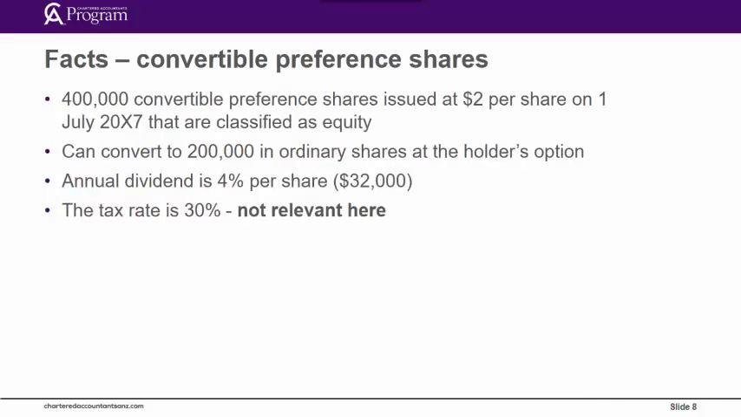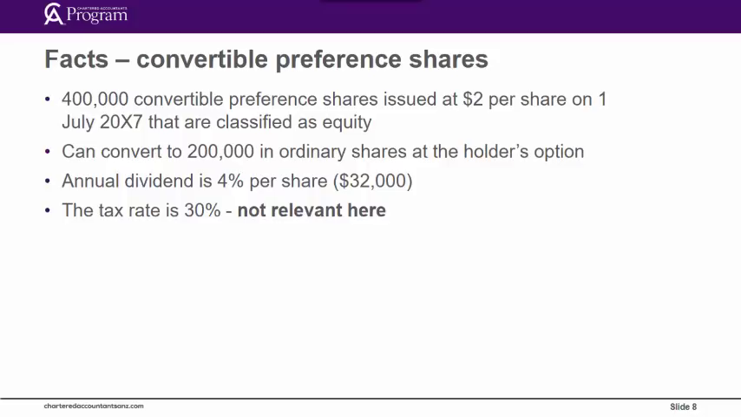Let's now look at these convertible preference shares. We've got 400,000 convertible preference shares that were issued at $2 on 1 July X7, and they're classified as equity. They can convert to 200,000 ordinary shares at the preference shareholders' option. The annual dividend is 4% per share, so 4% on the 800,000, so $2 times 400,000. The 4% dividend is $32,000, and the tax rate isn't relevant because it's an equity distribution.